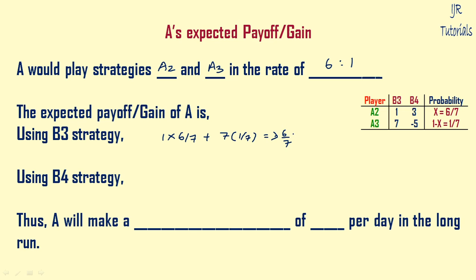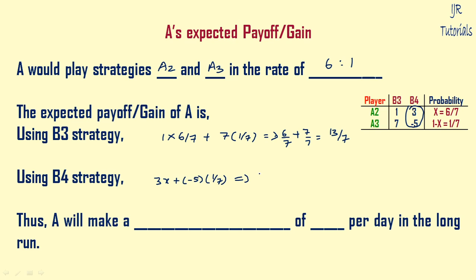6 by 7 plus 7 by 7, that is equal to 13 by 7. And the second one, using the B4 strategy. So there are two B4 strategies. 3 into x plus minus 5 into 1 by 7.